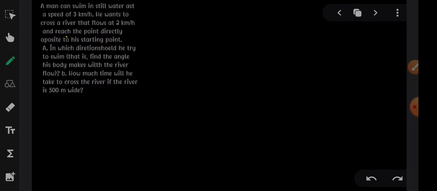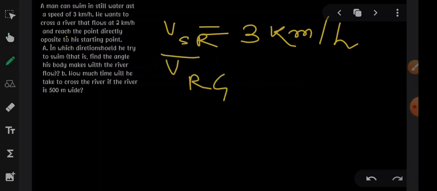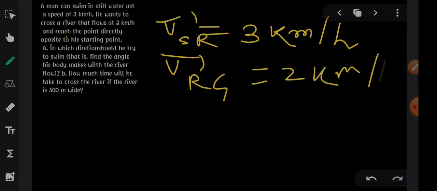A man can swim in still water at a speed of 3 km per hour. So this is the velocity of swimmer with respect to river, and this is equal to 3 km per hour. He wants to cross the river that flows at 2 km per hour. So velocity of river with respect to ground is 2 km per hour.